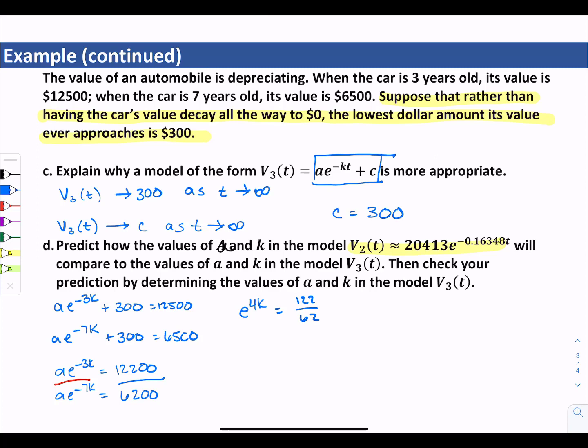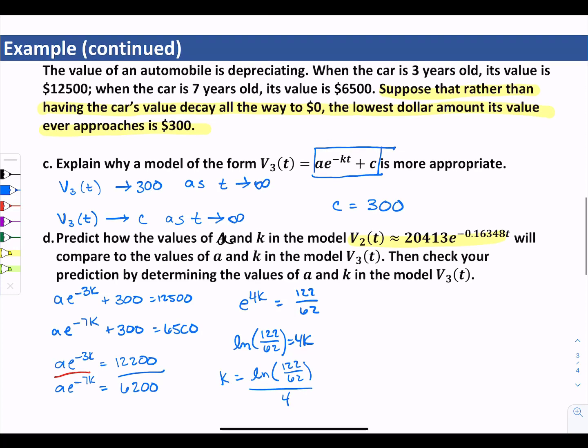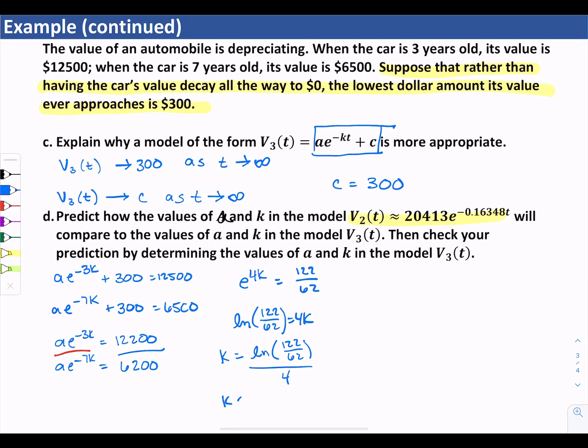And then using natural log to reverse this exponential function, the natural log of 122 over 62 equals 4k. Divide by 4, so k equals exactly the natural log of 122 over 62 divided by 4, which is approximately 0.16922. And again, that is a continuous rate.